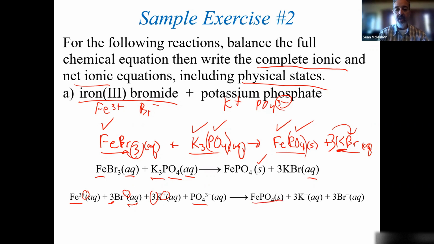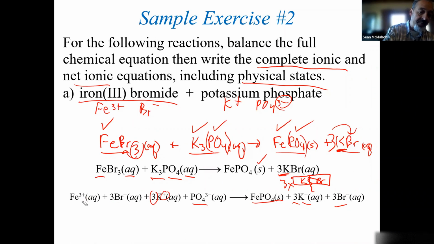On this side, the solids together, but now I have the 3 potassium bromides. So you can think there's 3 of these potassium bromides. So I'm going to have 3 potassiums, and then when I split this in half, I'm also going to have my 3 bromides. This is total. What do we have to do next? Net ionic.